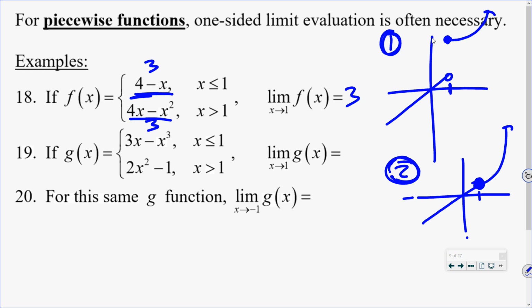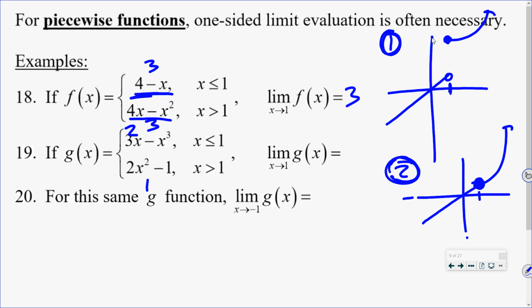Let's look at 19. So this, again, we want to find out, is it case 1 or case 2? Is there a break or is it continuous? So we're going to start by plugging in, and it says x approaches 1. So we're going to plug 1 into both equations. This top one I'd get 3 minus 1, which is 2. On the bottom one, I would plug 1 in, I'd get 1 squared is 1, 2 minus 1 is 1.